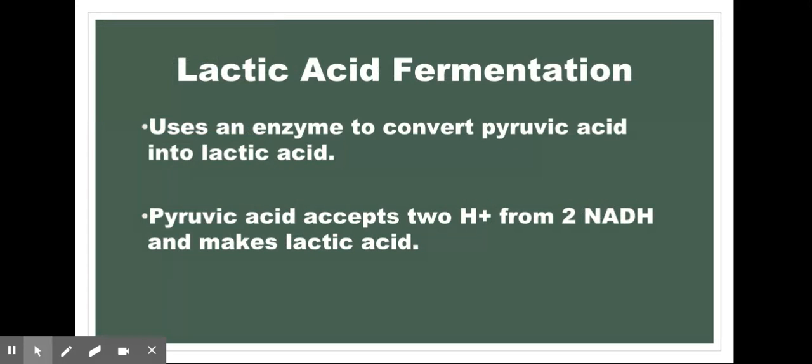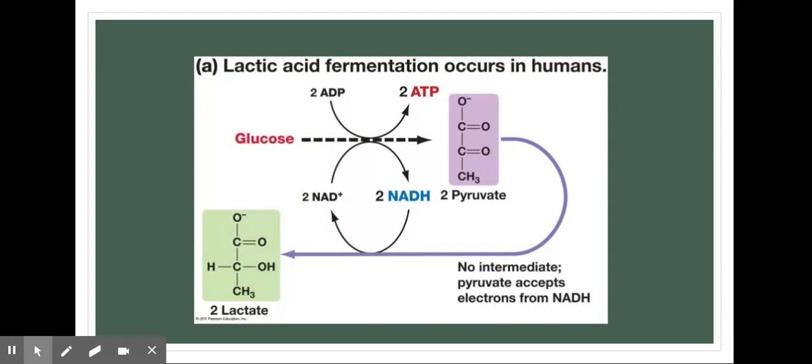So with lactic acid fermentation, that pyruvic acid simply adds two hydrogens and becomes lactic acid. If we look here, we can see glycolysis has occurred, glucose turns into pyruvate. Then if we look at this molecule, we've got two carbons, three oxygens, and then CH3. If we just add two hydrogens onto that with the use of NADH, it turns into lactate or lactic acid.